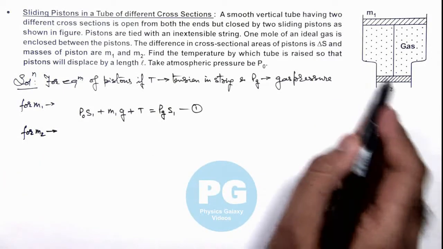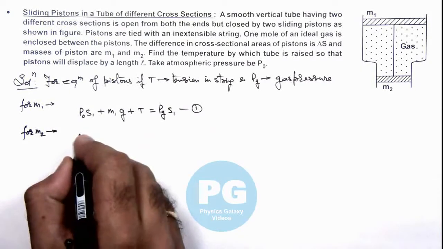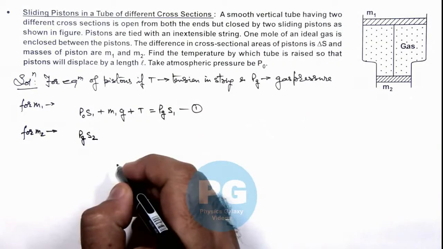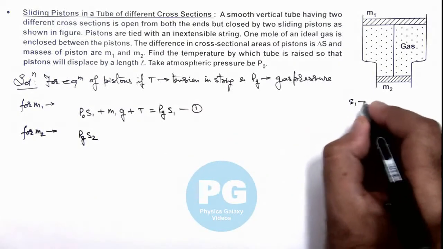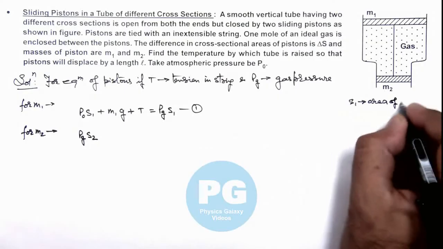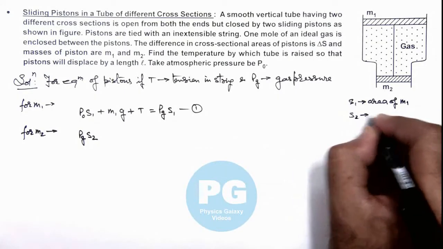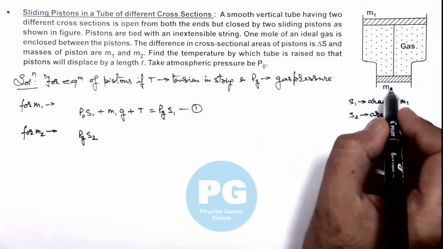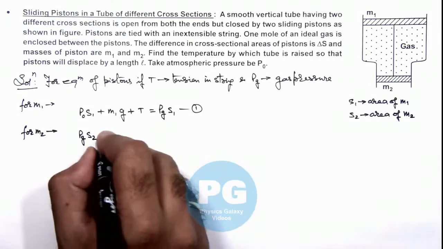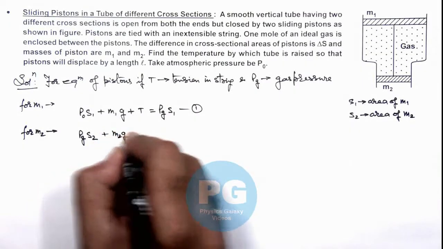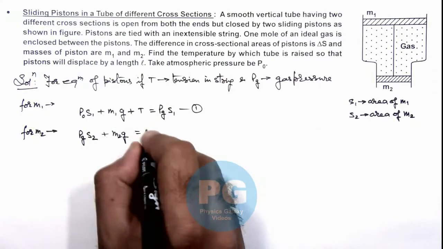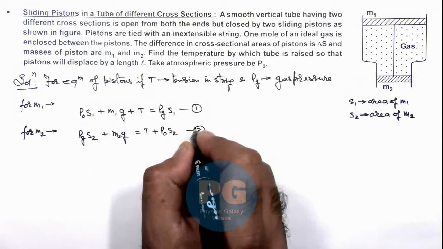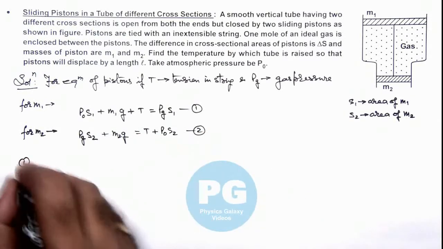On this piston, in the downward direction, the force acting on it is Pg multiplied by S2, if we consider S2 as the area of this piston. Here S1 is the area of M1, and S2 is the area of M2. So Pg S2 is the downward force on M2 as well as its weight, which is M2G in the downward direction, and the net upward force on it is T plus P0 S2. This is the second equation.